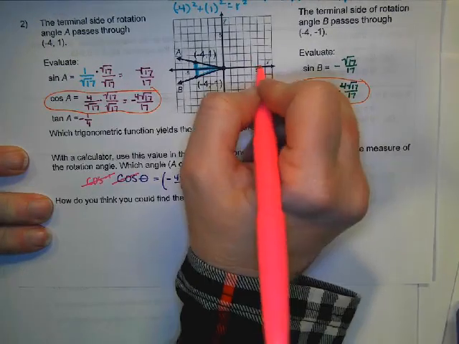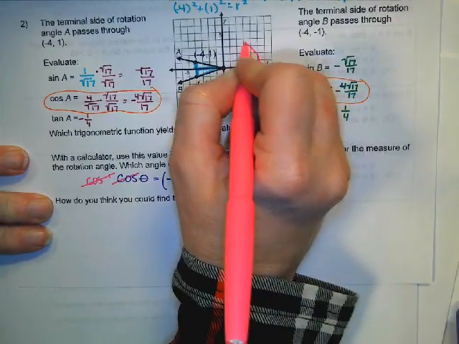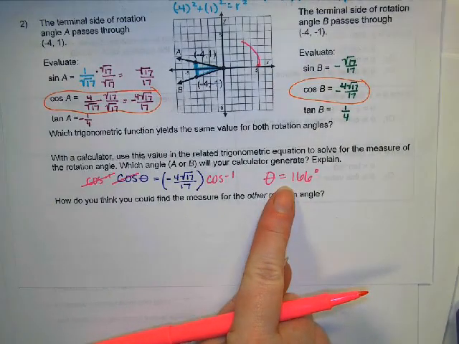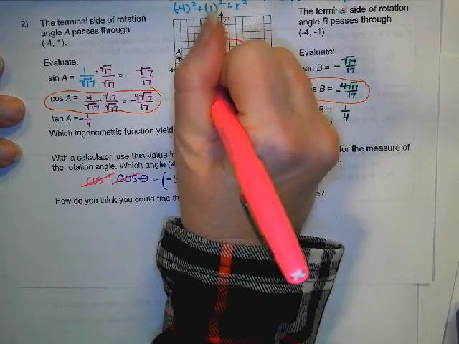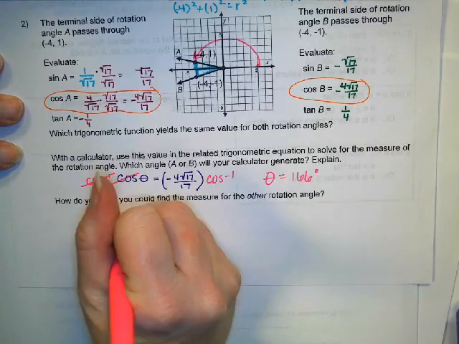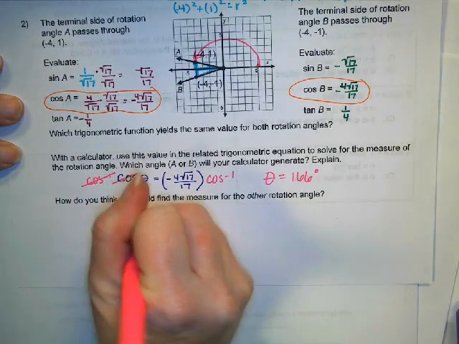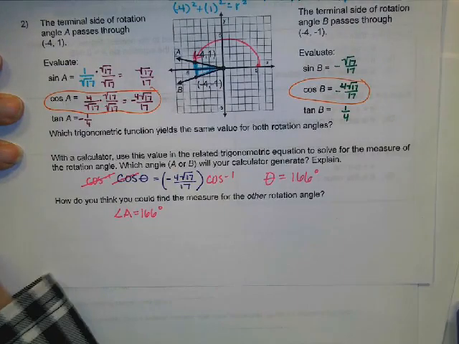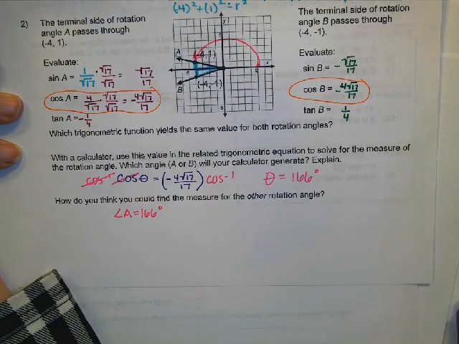Now look at the two angles you have and think about them from standard position, starting over here at the initial side and opening up this way. Which one is 166, A or B? A, because B is above 180, so it has to be A. So angle A is 166. What about B? How am I going to find B?